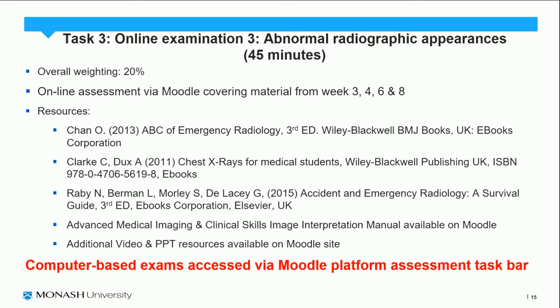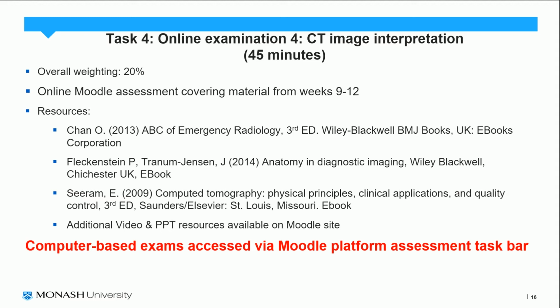Task 4 will cover the key topics of CT, covering materials from week 9 to 12. So this will include the key basis of how CT images are produced and how they impact image interpretation, and also the normal and abnormal appearances of CT images of the head and neck. We've got some key resources here, and again, it's a computer-based assessment on the Moodle platform.